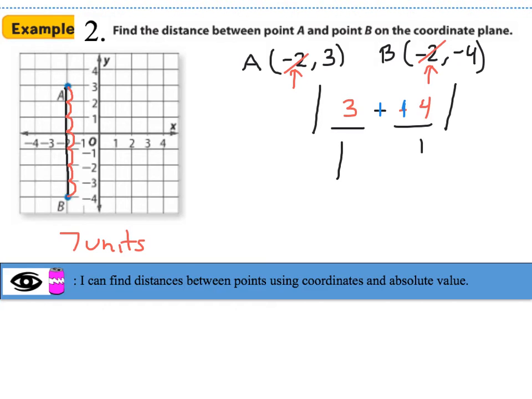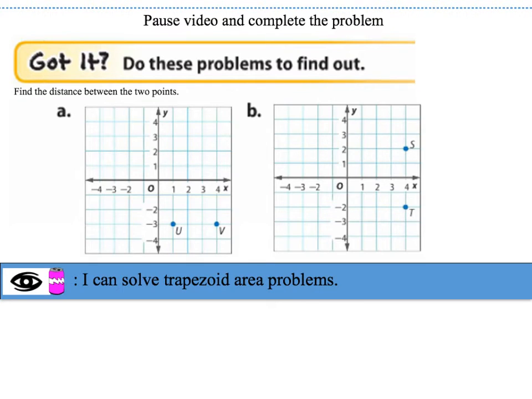So now we're going to rewrite this problem. It's going to say 3 plus 4. Now when we take the absolute value of 3 plus 4, we get the absolute value of 7. And the absolute value of 7 is just equal to 7. Notice that's the same exact answer that we got by counting. So pause the video, complete the got it problem, and we'll discuss the answer in class tomorrow.